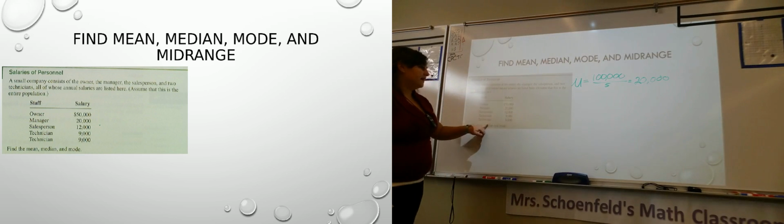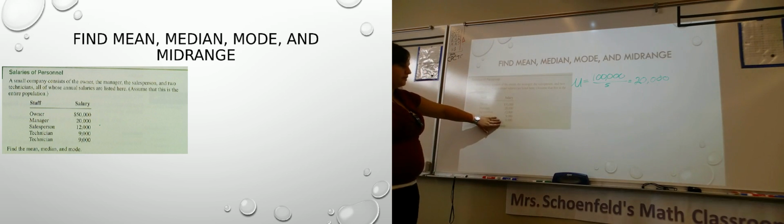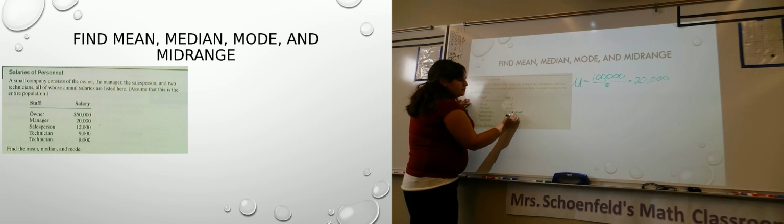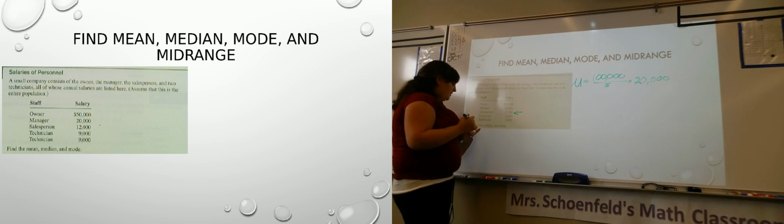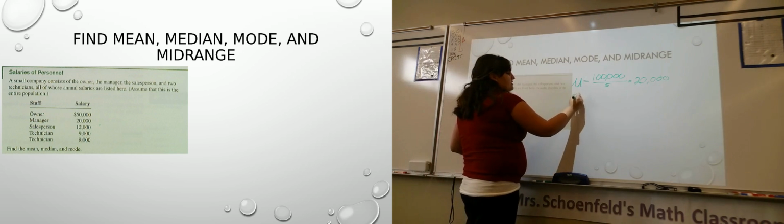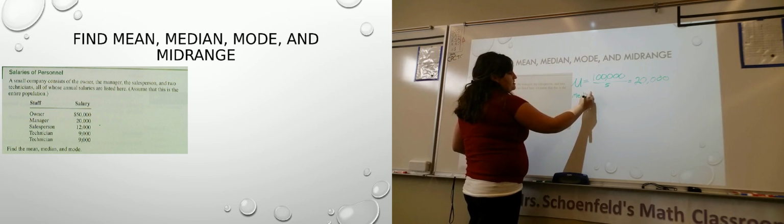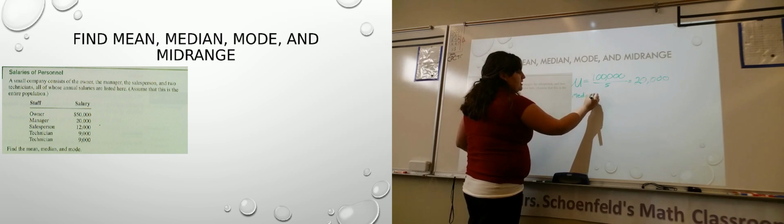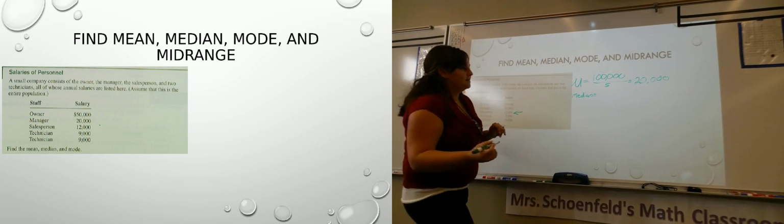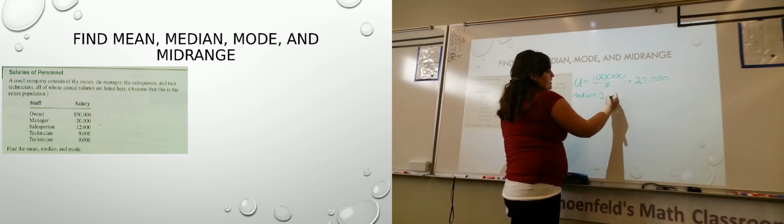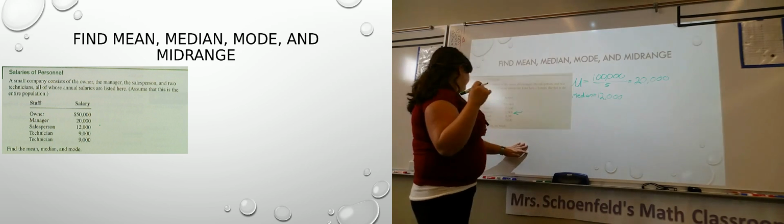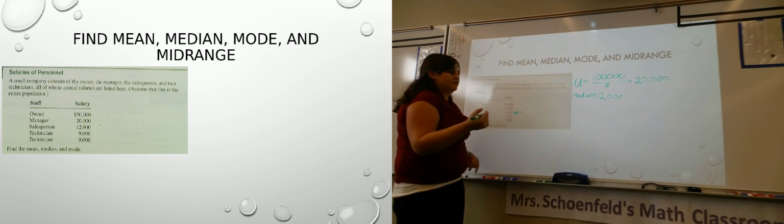Then finding the median, it's already in order. The median, since it's an odd number, is just that middle number. Median really doesn't have any fancy letters. That's $12,000. And the mode is $9,000.